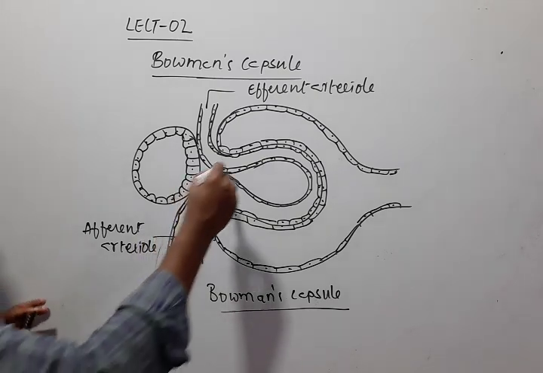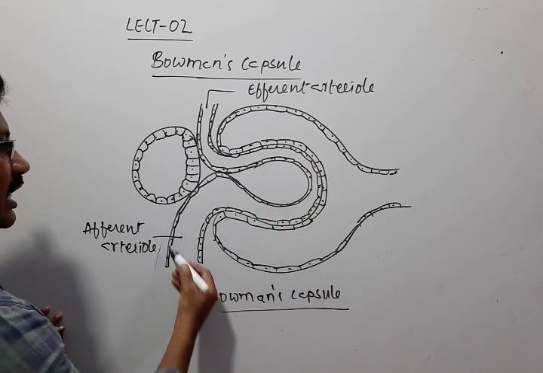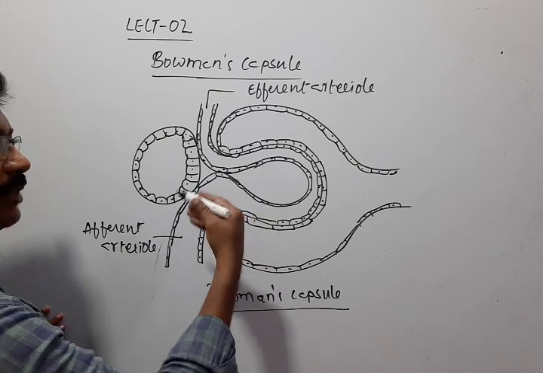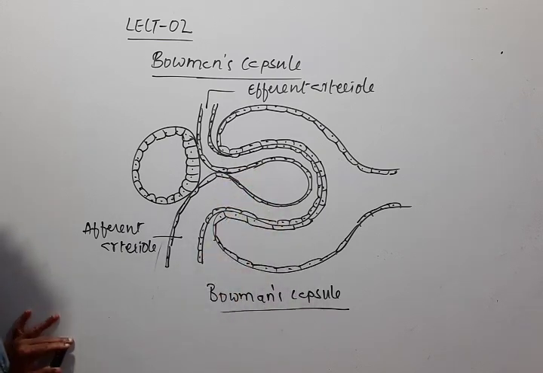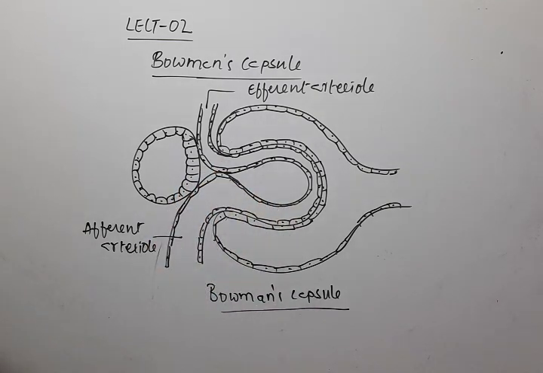So you can see it has a cup-like structure into which the afferent arteriole enters and further breaks down to form a network of capillaries. Here I have drawn it in a simpler manner. There will be a complex network of capillaries which we call a glomerulus. And as I told, the Bowman's capsule is a double walled cup-like structure.